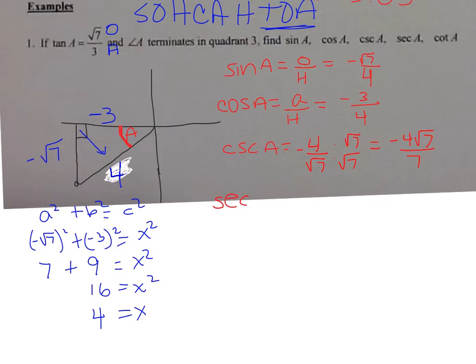So now we want secant A. Secant is the reciprocal of cosine, so I'm going to go to cosine, and I'm going to flip what cosine is, which is negative 3 over 4, and I get negative 4 over 3.